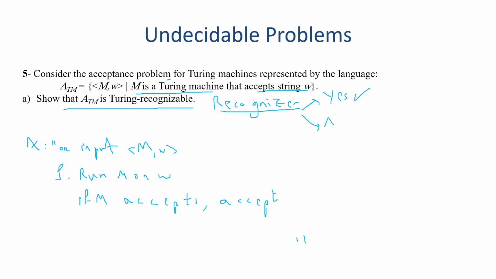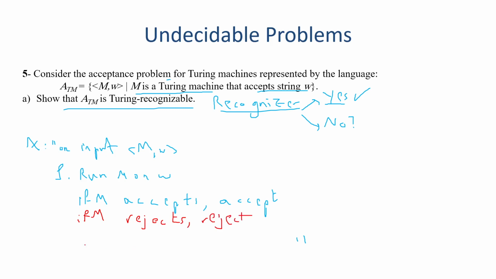And no, I don't care. I could loop forever. I could maybe actually should reject. I don't care. All I care about is for recognizers, it should be able to correctly tell me yes. And that's what happens here. Does M accept W? We'll run it. If it does accept, you'll accept. We could even actually add this second part where we say, oh, if M rejects, reject. We could add that part, but it doesn't make a difference. It doesn't make it stronger because it's still just a recognizer.